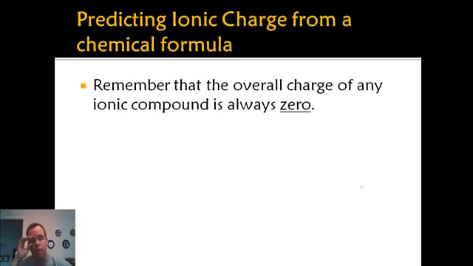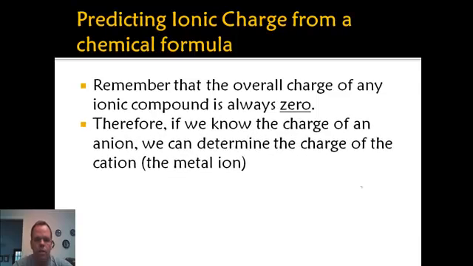To do this, we've got to remember that the overall charge of the compound is always going to be 0. These are neutral compounds. When you put a compound together, you have an equal number of positive and negative charges. And we can use that fact in the charges we know to determine the charge of the metal. So take the anion charges that you know and then use that to determine the charge of the metal.